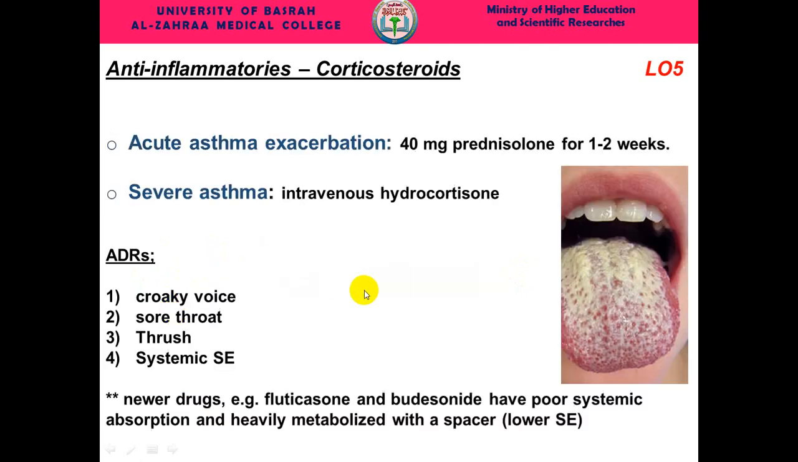So corticosteroids, usually we use them in acute asthma exacerbation. So we usually give 40 milligram of prednisolone tablet for 1 to 2 weeks. And they are also used in severe attacks of asthma through the intravenous route by giving intravenous hydrocortisone vial.